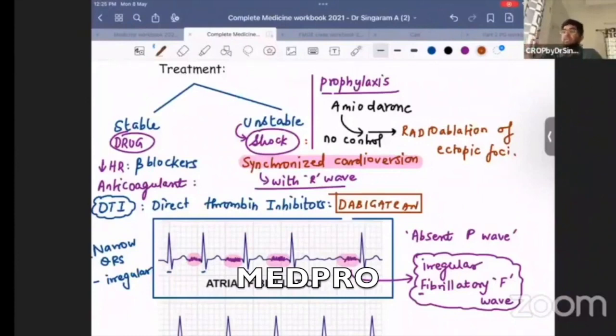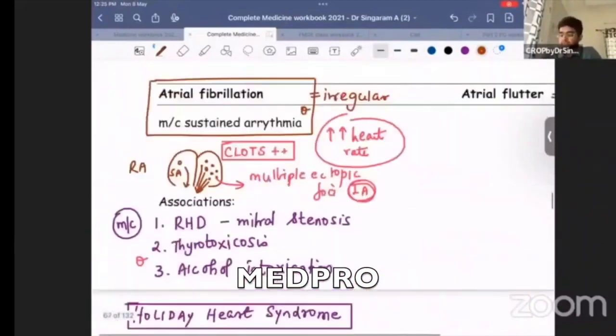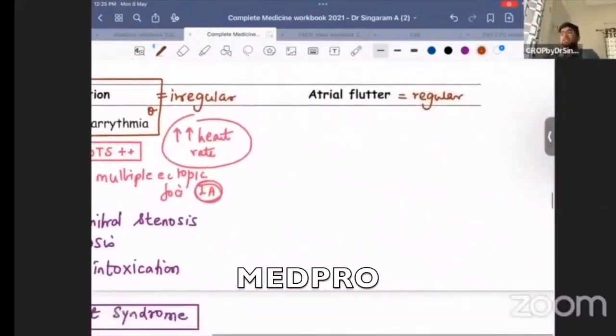All right. So that is about the discussion of atrial fibrillation, which is supposed to be the most common tachyarrhythmia you should know about, or the most common arrhythmia itself. Then we move on to the next condition. What is the next condition? Atrial flutter. What is the point about atrial flutter?